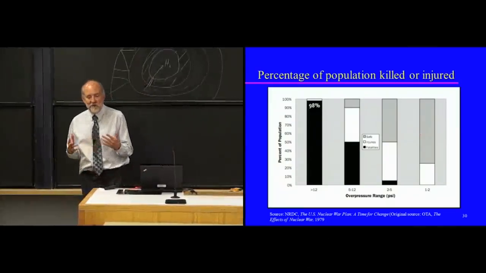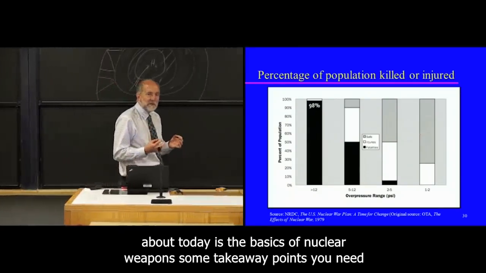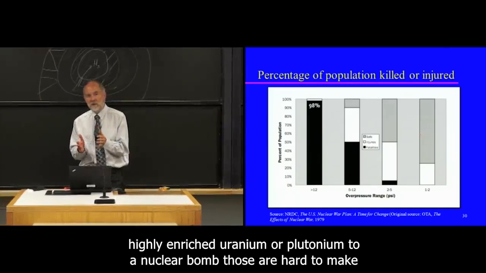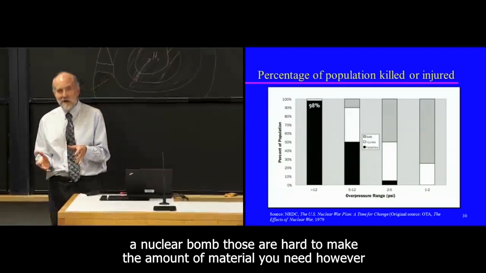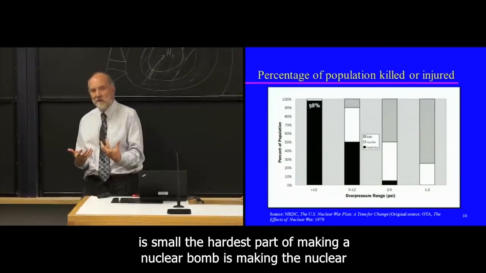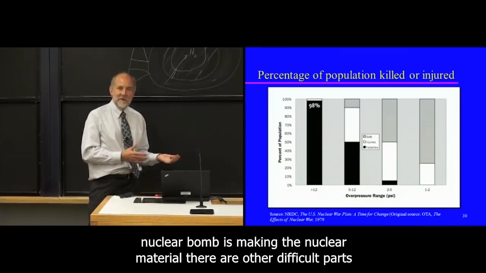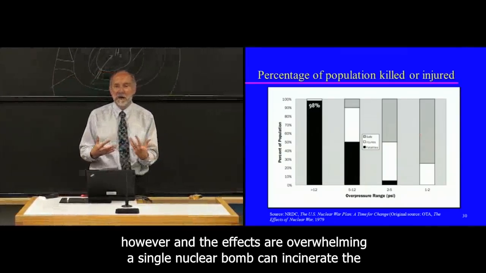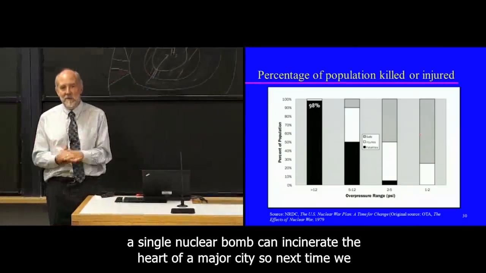So what we've talked about today is the basics of nuclear weapons. Some takeaway points. You need highly enriched uranium or plutonium to make a nuclear bomb. Those are hard to make. The amount of material you need, however, is small. The hardest part of making a nuclear bomb is making the nuclear material. There are other difficult parts, however. And the effects are overwhelming. A single nuclear bomb can incinerate the heart of a major city.